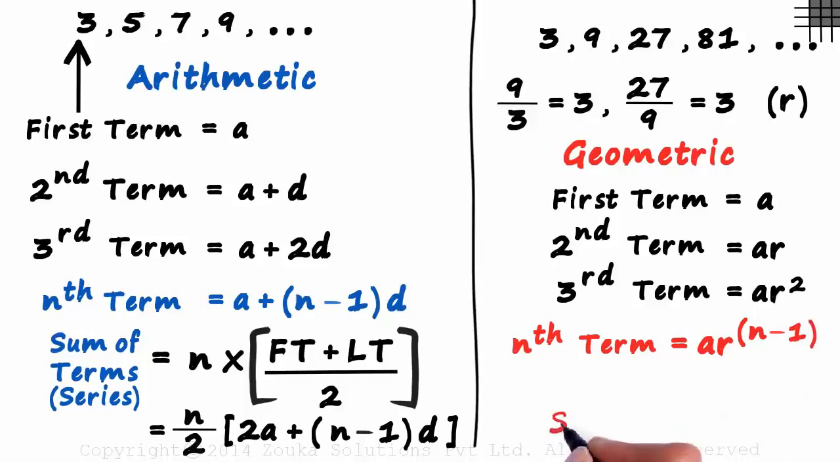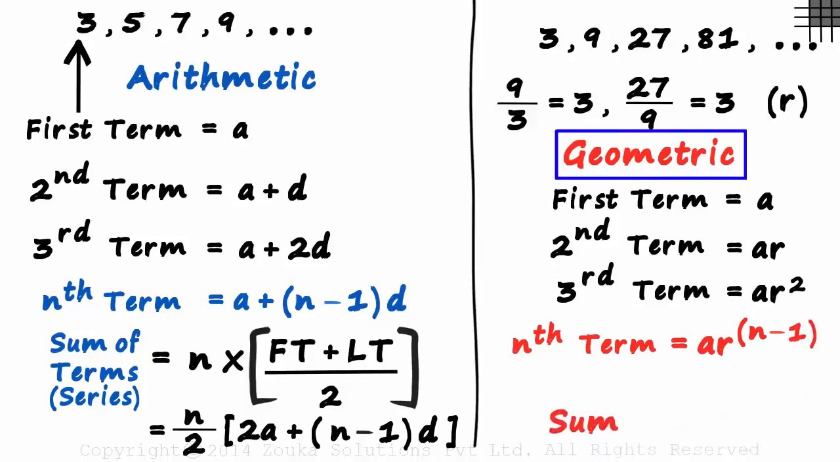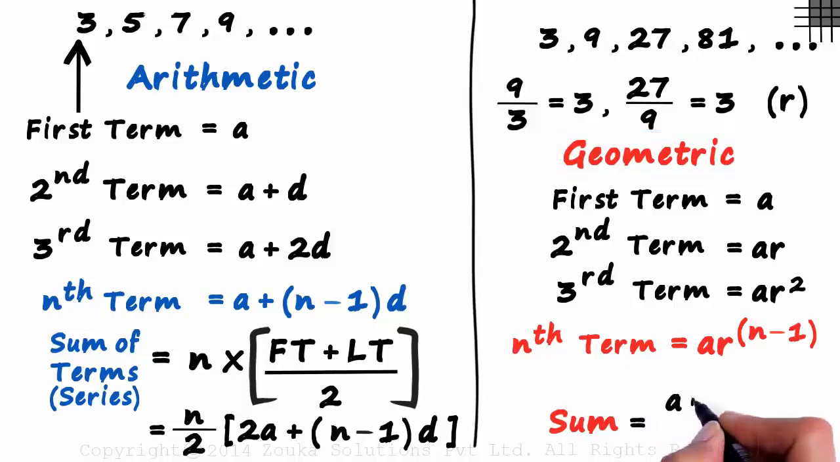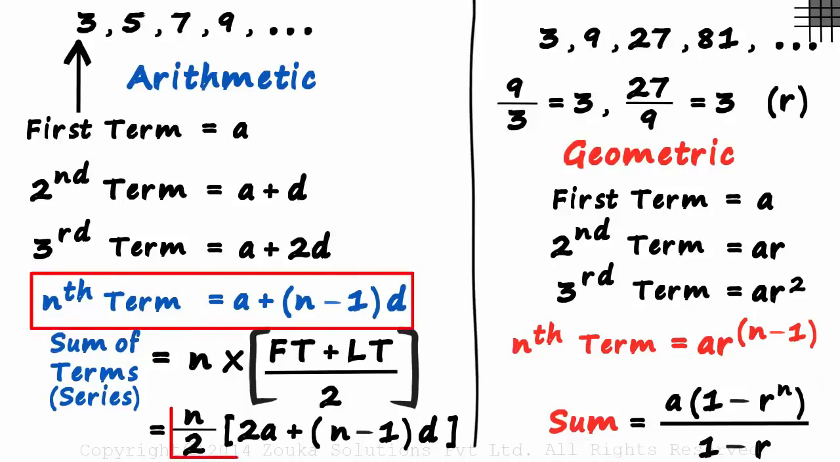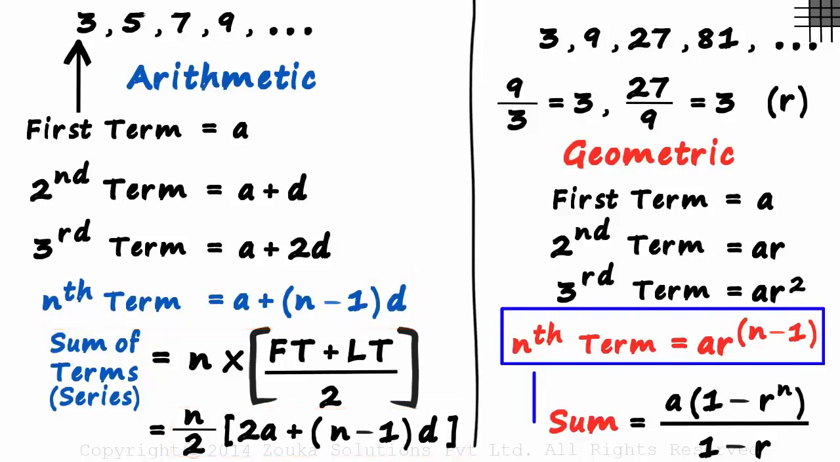And what will be the sum of the terms in a geometric sequence? This is just a formula you need to know: A times (1 minus R raised to n) over (1 minus R). The proof of this is pretty easy and it is good to know. But you don't really need to know it for your exams. So the 4 things you should know for the exams: the nth term and sum of terms for an arithmetic sequence, and the nth term and sum of terms for a geometric sequence.